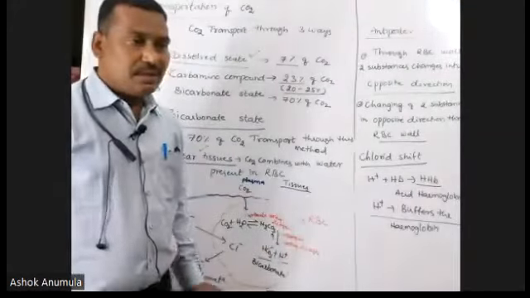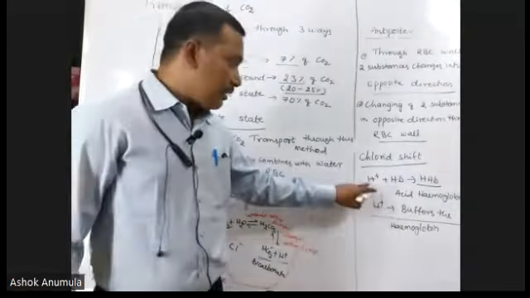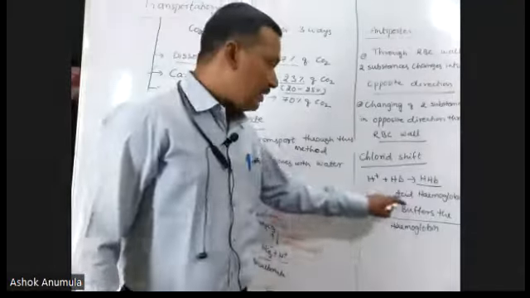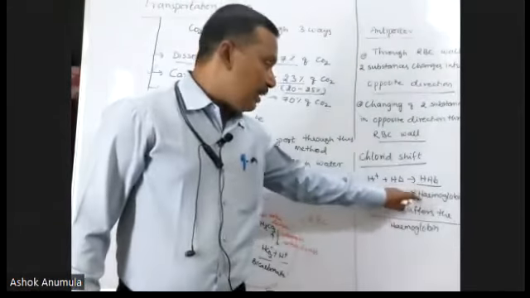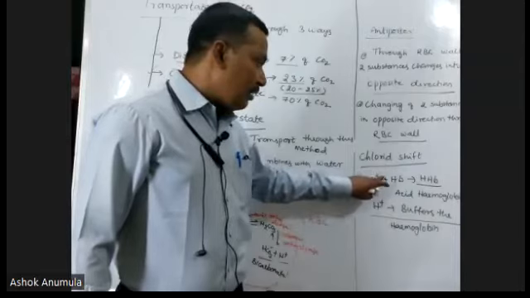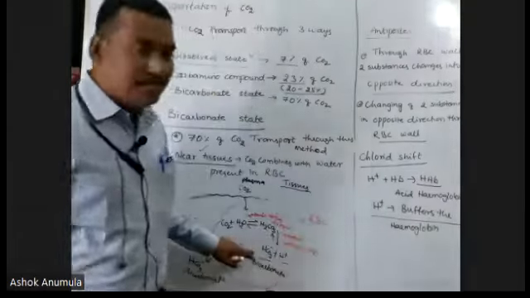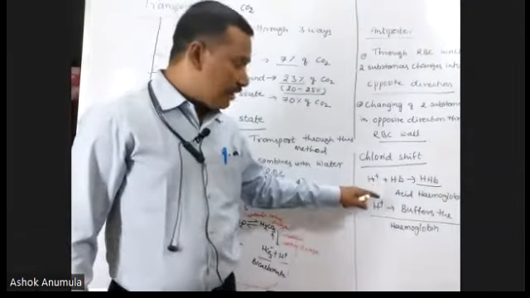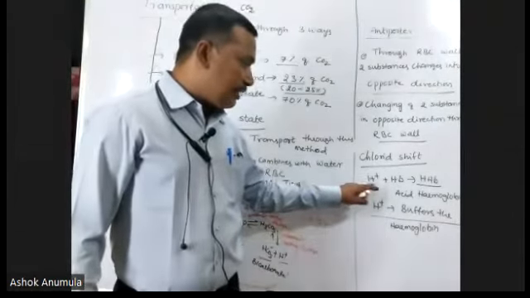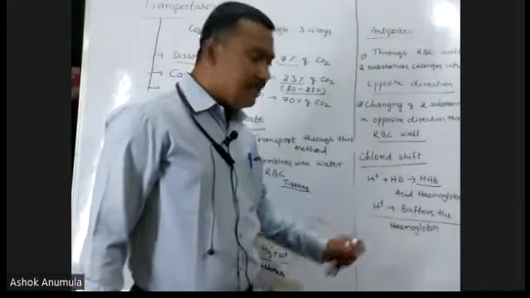Most important: which ion buffers the hemoglobin? H plus ion buffers the hemoglobin. This H plus ion combines with hemoglobin and develops into HHb, acid hemoglobin. If the H plus ion does not combine with hemoglobin, changes must occur in the RBC. That's why it must be neutralized, buffered. H plus ion neutralizes the hemoglobin, buffering the hemoglobin.